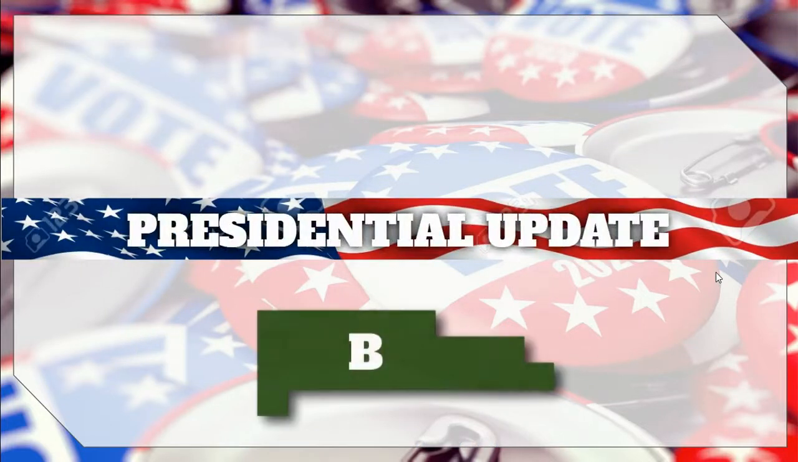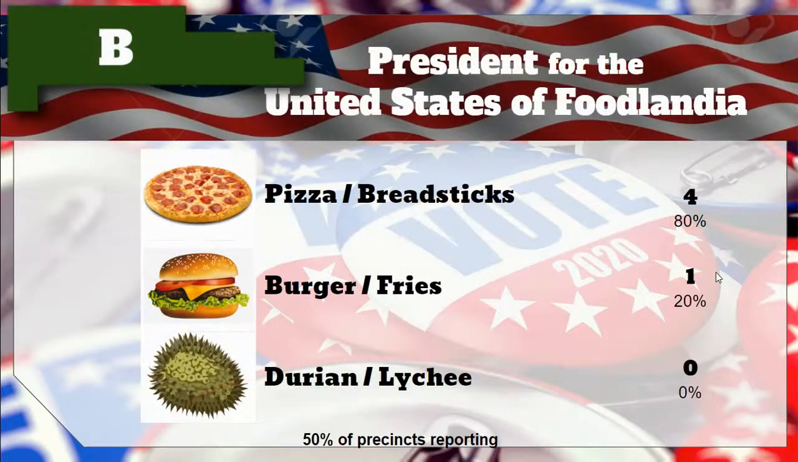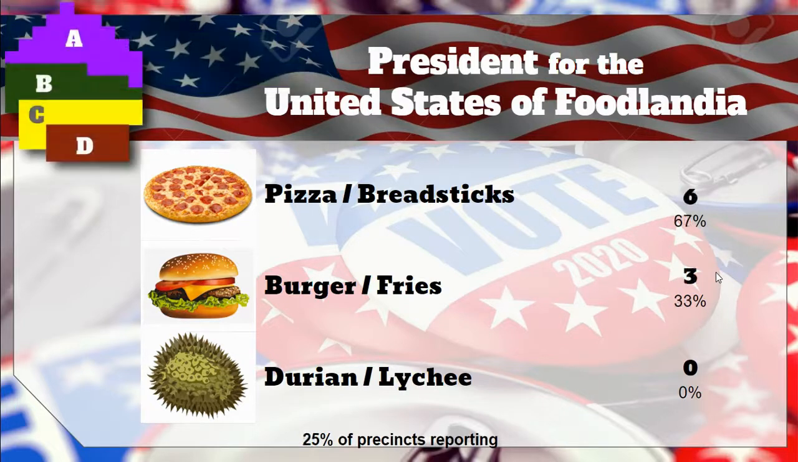The state of B also is bringing in some updates here on their presidential votes, also with 50% of precincts reporting. Now, this is interesting. The numbers here seem to match what we're seeing for the state representative. So there seems to be some real loyalty here between if you are a pasta person or a sandwich person. So, state of B, pizza with the early lead, 80%. Now, that's again with only 50% of precincts reporting. We have a long way to go.